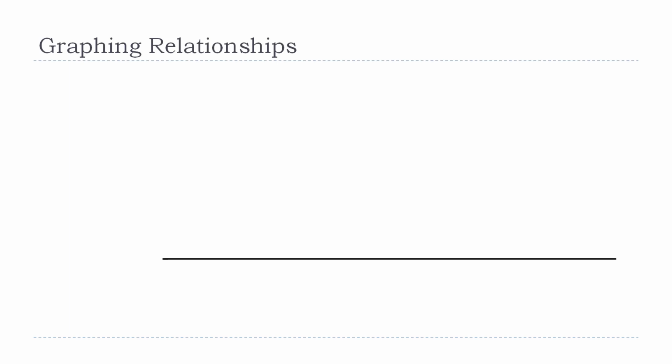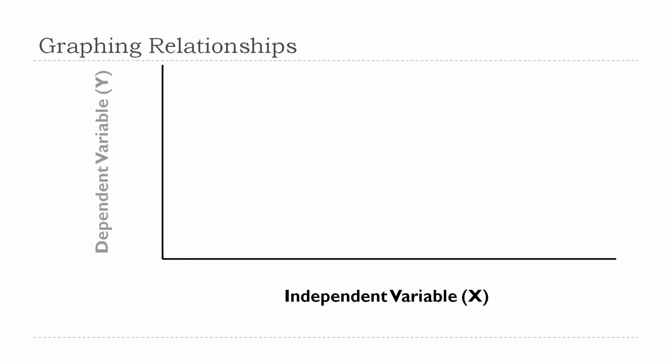We start with our x-axis and then our y-axis, just like in any graphing situation. Whenever we graph the relationship between two variables, the independent variable always goes along the x-axis, and the dependent variable goes along the y-axis. And that's why in the previous video I mentioned how the independent variable is sometimes abbreviated with x while the dependent variable is abbreviated with y.